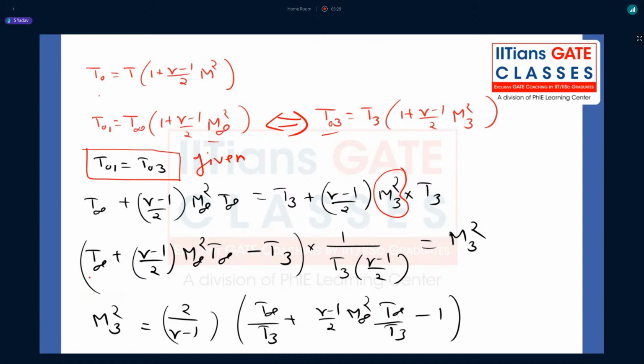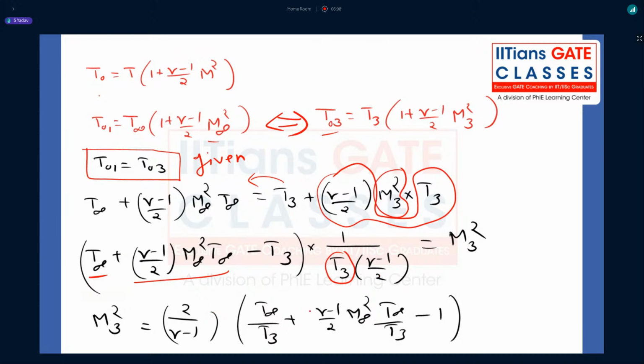So you have T infinity as it is, the second term also as it is, then this T3 will go to the other side and become minus T3, and gamma minus 1 into T3 will go into the denominator, and M3 square will remain here. Next we will send this T3 inside, so everything gets divided by T3: T infinity by T3, gamma minus 1 by 2 M infinity square T infinity by T3, minus 1, and gamma minus 1 by 2 we can just reverse it.